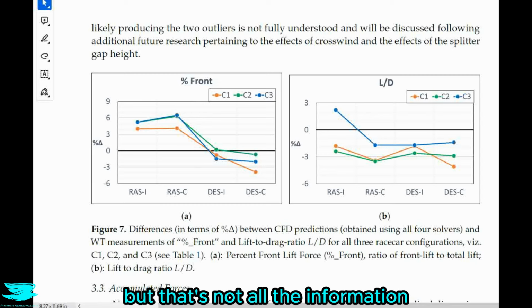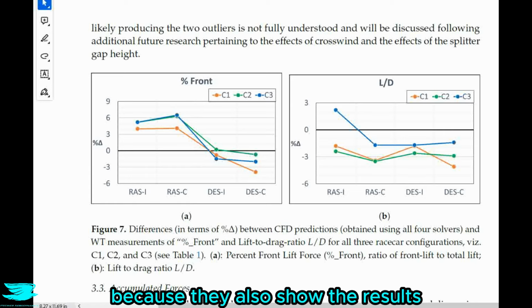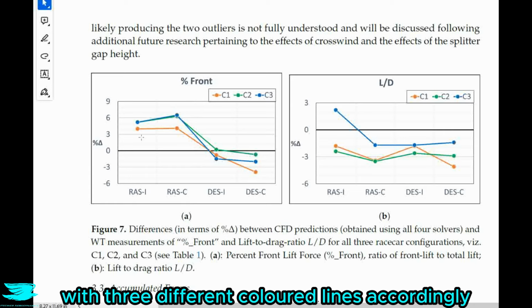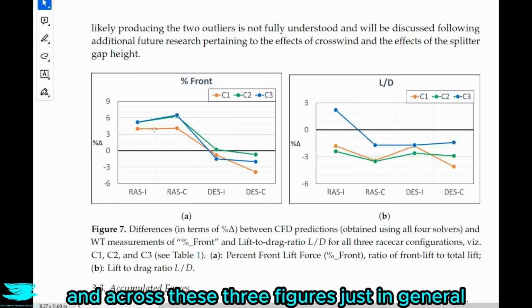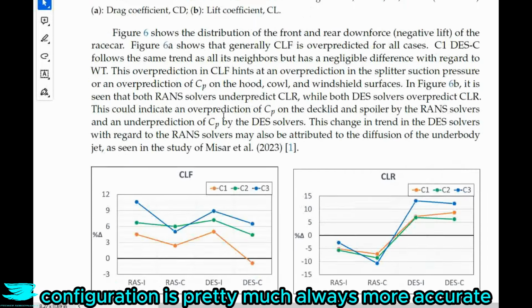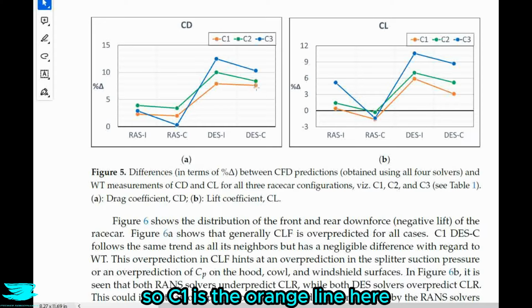But that's not all the information we can get out of these graphs, because they also show the results for 3 different NASCAR setups with 3 different colored lines accordingly. And across these 3 figures, just in general, it looks like C1 configuration is pretty much always more accurate. So C1 is the orange line here.